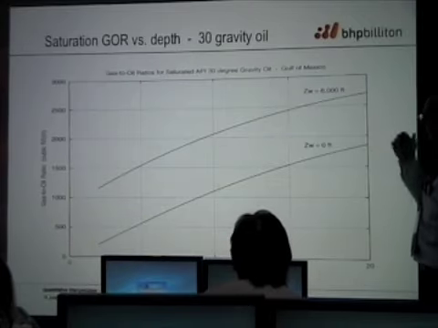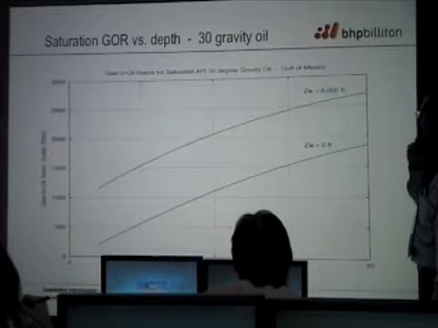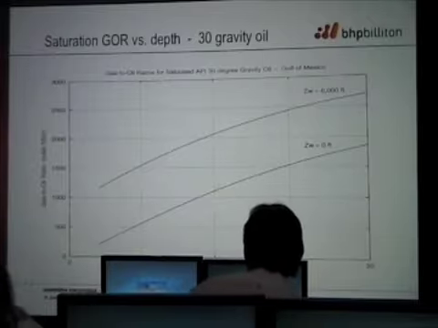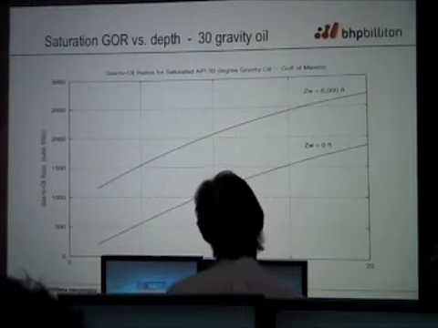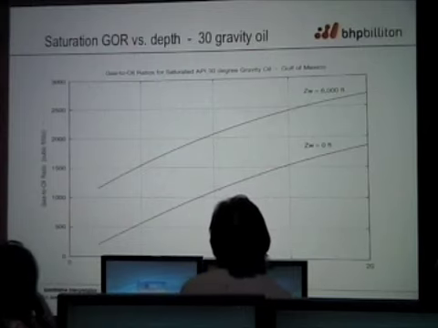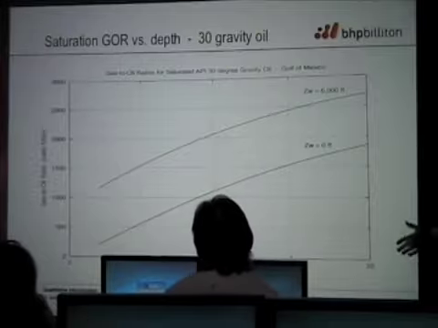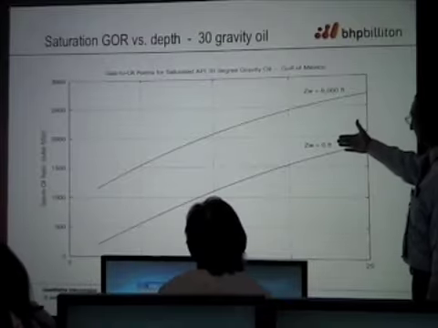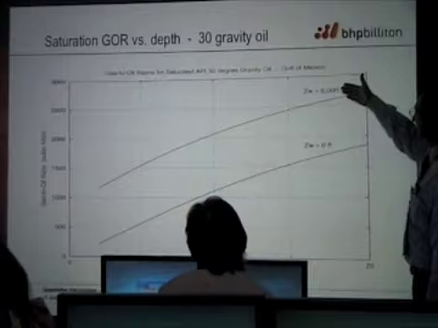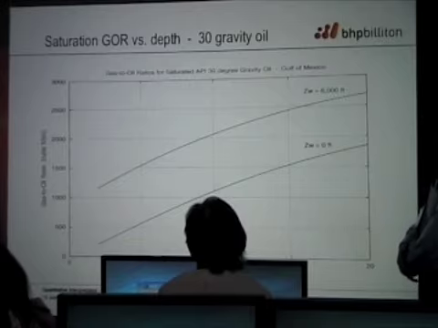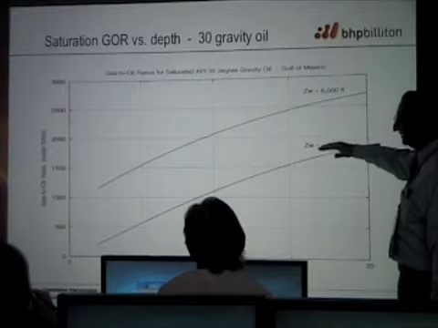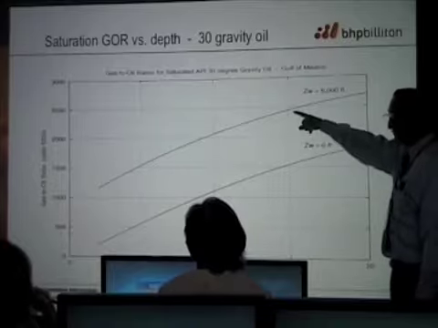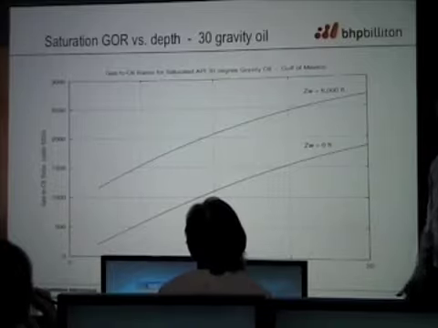This is a picture Mike asked me to put in there. This is for your benefit. We'll talk a little bit about reservoir. This is what gas to oil ratios look like for a mid-range gravity oil, 30-degree gravity oil, as a function of depth, again with those same Gulf of Mexico kind of parameters for the temperature gradient and normal pressures, with the shallow water case and the deep water case. This is saturation. This is the amount of gas this oil can hold at saturation for those various depths, normal pressures.